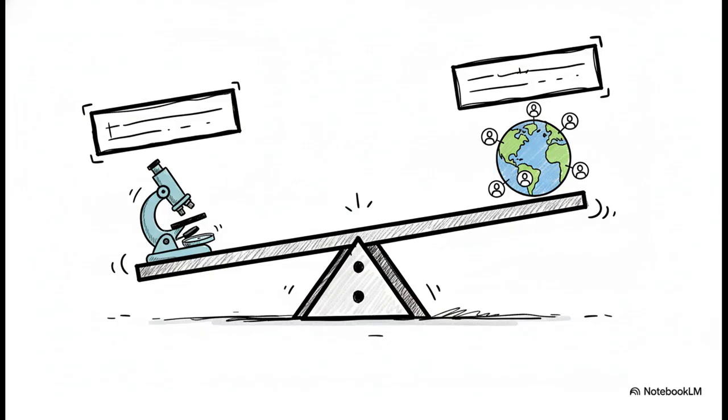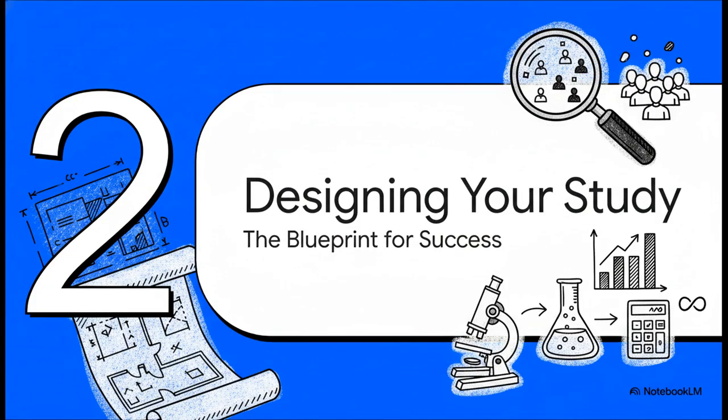Now, this brings up a really important concept, a kind of push and pull in research. We're talking about internal versus external validity. Internal validity is all about how accurate your results are for the people inside your study. You get high internal validity with lots of control. But here's the catch. The more you control it, the less it looks like the real world, which hurts your external validity, your ability to generalize the findings. It's this constant balancing act you have to deal with. All right, let's keep moving.